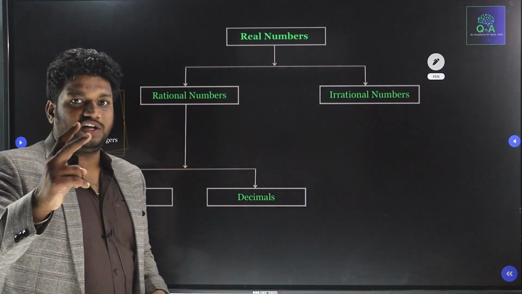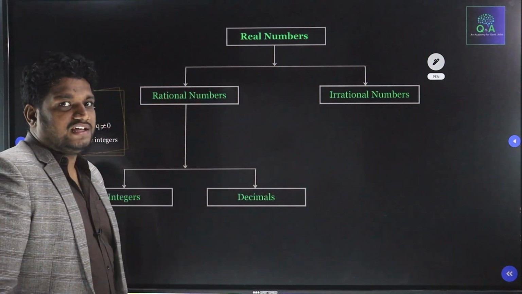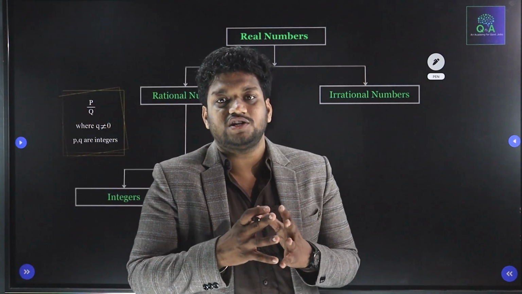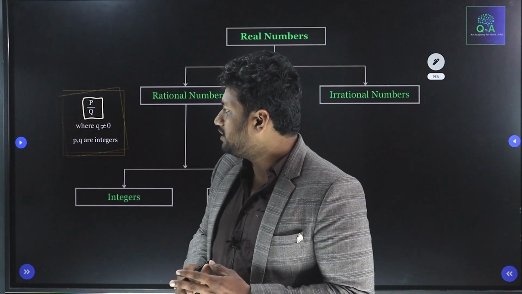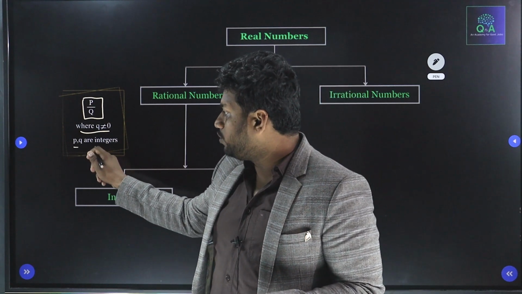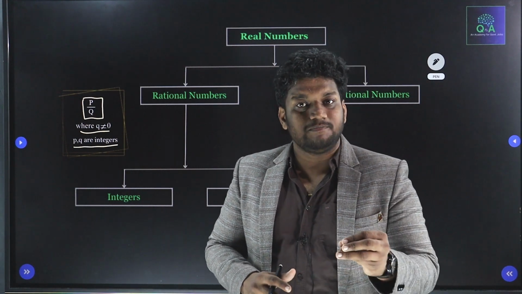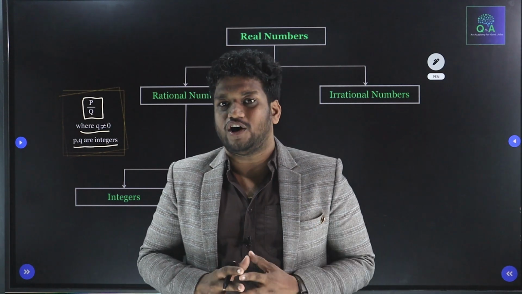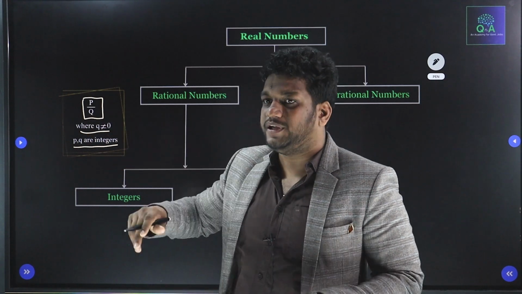Real numbers get divided into two different parts: rational numbers and irrational numbers. What are rational numbers? Rational numbers are numbers of the form p by q, where q should not be equal to 0, and p, q are integers. Why should q not be equal to 0? If you divide any number by 0, what happens? It is infinity or undefined. So definitely q should not be equal to 0.